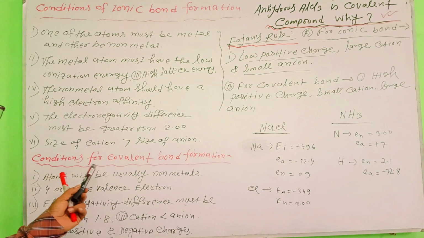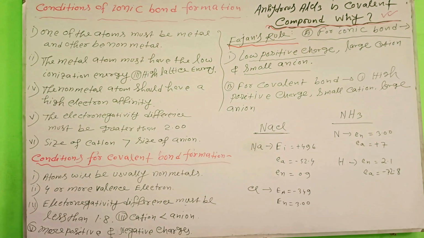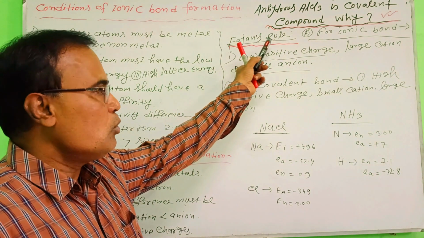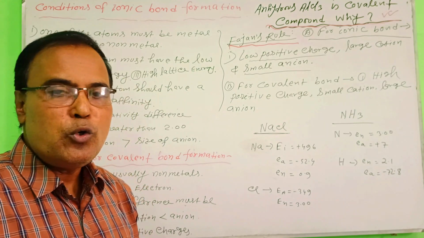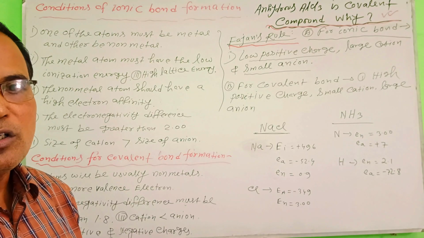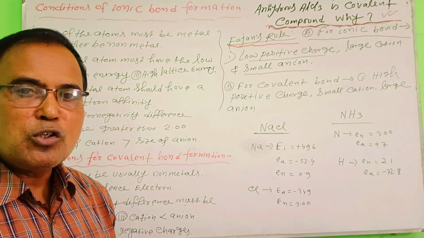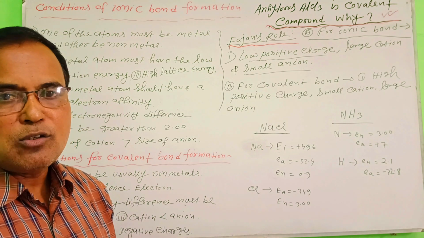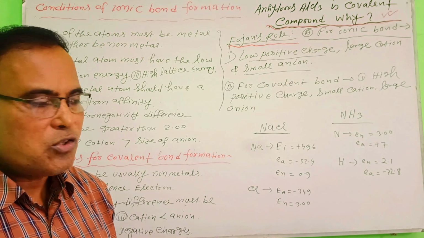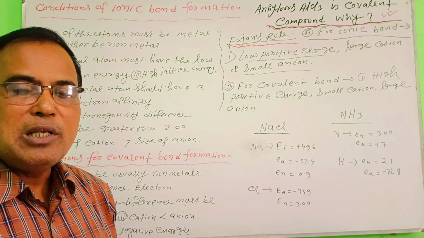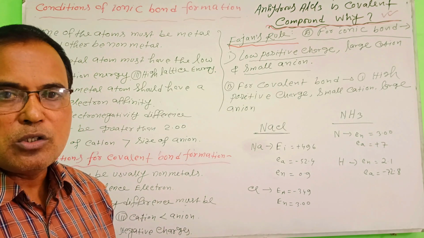Second point is conditions for covalent bond formation. And third point is Fajan's rule. Students, we know that ionic bond means transfer of electron or electrons. On the other hand, covalent bond means sharing of electrons.